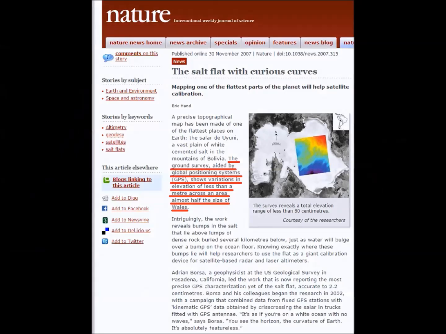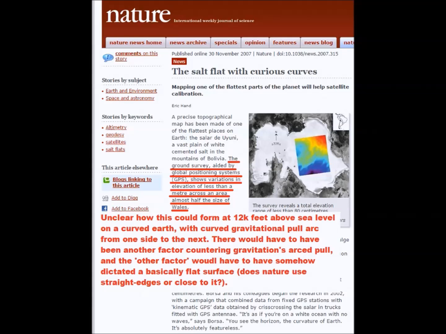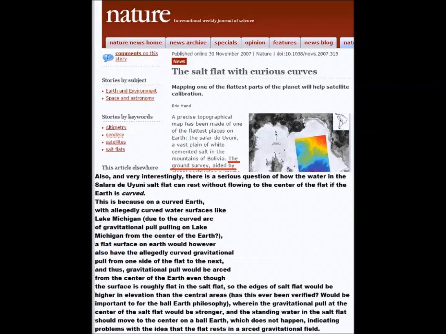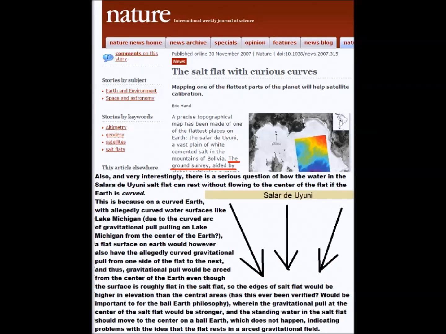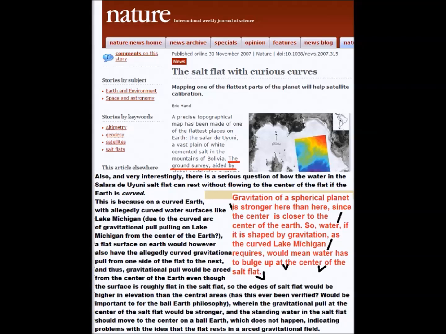So if the Salar is indeed geometrically flat, there are a number of significant problems that its existence poses to the round Earth philosophy camp, which I'll go through quickly. First of all, it's unclear how in a spherical world with arced gravitational pull, something nearly geometrically flat can come into existence. It's almost like saying nature created something with a straight edge, which is difficult to fathom. Usually geometries in nature are jagged and fractal and so forth. This is problematical because the gravitational pull will be stronger in the center of the Salar than at the edges, since the edges would be further away from the center of the Earth according to the round philosophy.